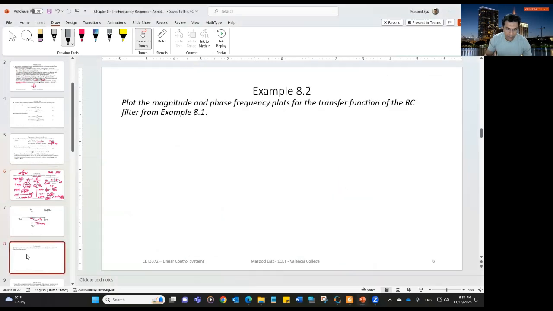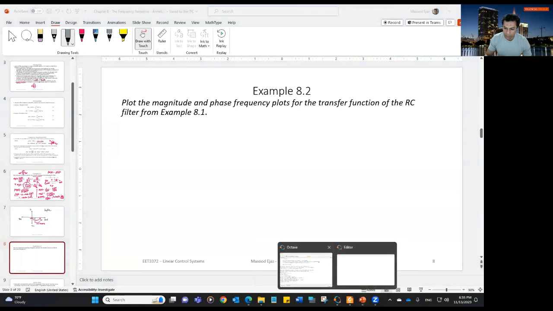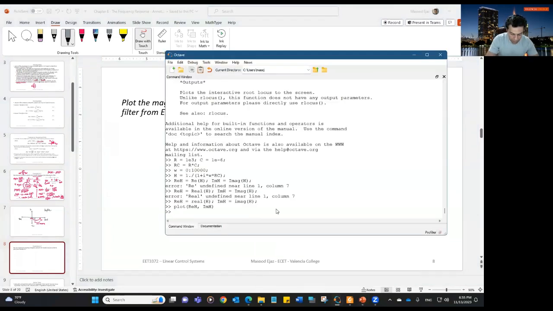So I think that's the next problem. Let's do this and then take a break. Plot the magnitude and phase frequency plots for the transfer function of RC from that. So we'll just go and plot what we are doing here. So magnitude of H is absolute value of H, and phase of H is angle of H times 180 divided by pi, same thing that we do in signal processing as well.